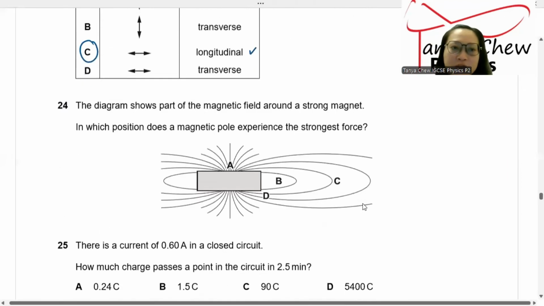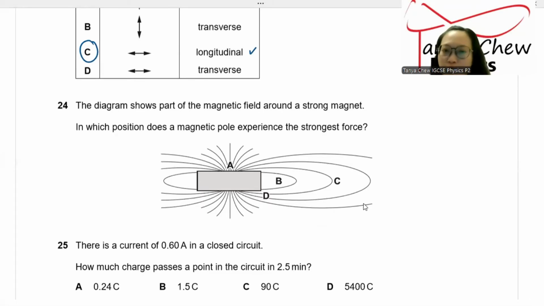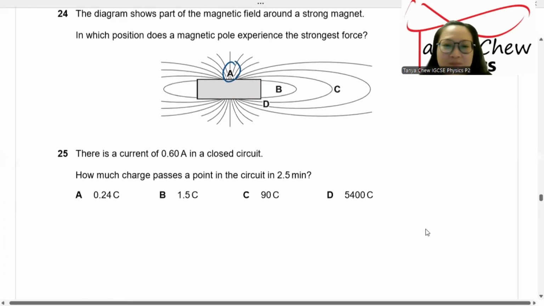Question number 24. The diagram shows a part of the magnetic field around a strong magnet. In which position does the magnetic pole experience the strongest force? All you need to do, because the magnetic field lines are being drawn for you, is find where the distance between the field lines is the closest. That will give you the strongest force. A is the answer. Quite obvious, don't you think so?